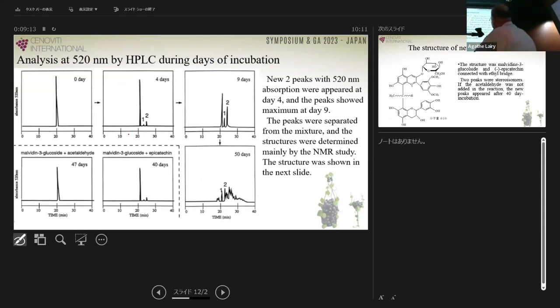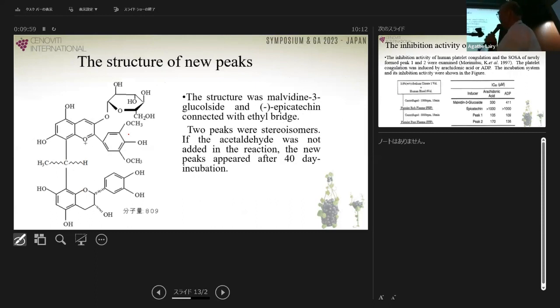Two new peaks with 520 nanometer absorption appeared at day 4, and the peaks showed maximum at day 9. The peaks were separated from the mixture, and the structure was determined mainly by NMR study. The structure is shown in the next slide. Anthocyanin and aldehyde produce nothing. Malvidin anthocyanin and epicatechin can produce new peaks, but it took many days. These are the new peaks. The structure was malvidin 3-glucoside and epicatechin connected with an ethyl bridge. The two peaks were stereoisomers. If acetaldehyde was not added to the reaction, the new peaks appeared after 40 days of incubation.